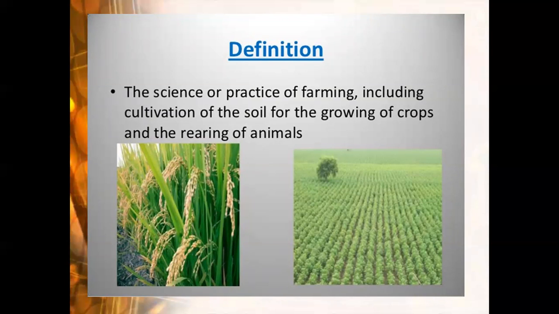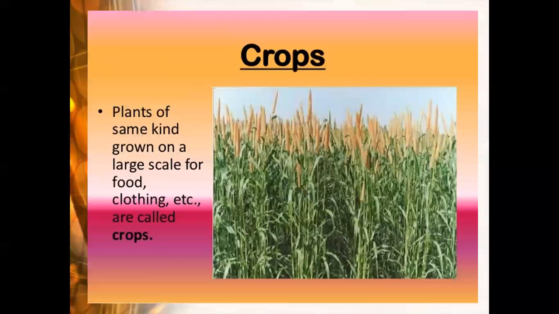Here you can see the definition for agriculture. Agriculture is a science or practice of farming, including cultivation of the soil for the growing of crops and the rearing of animals. Next, when plants of the same kind are grown and cultivated at one place on a large scale, that concept is known as crops. Crops means plants of the same kind grown on a large scale for food, clothing, etc.